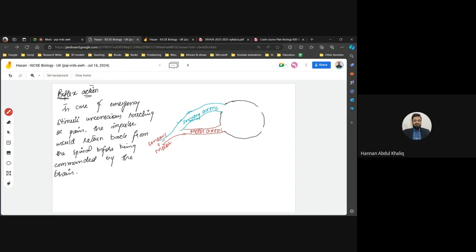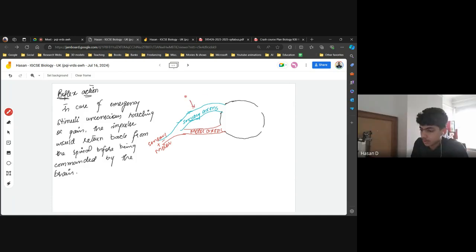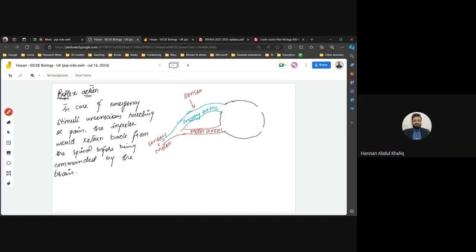This nerve now would be called as what? The mixed nerve. Yeah, this is sensory nerve, this is motor nerve, and this is now mixed nerve. Mixed nerve.